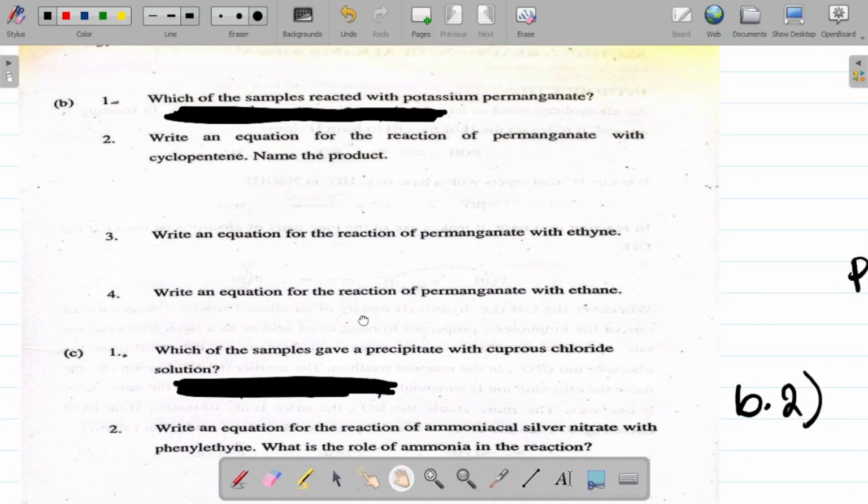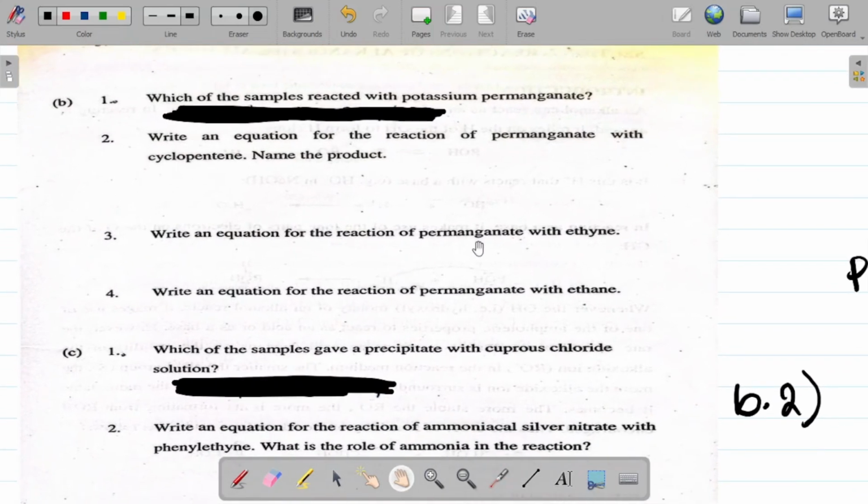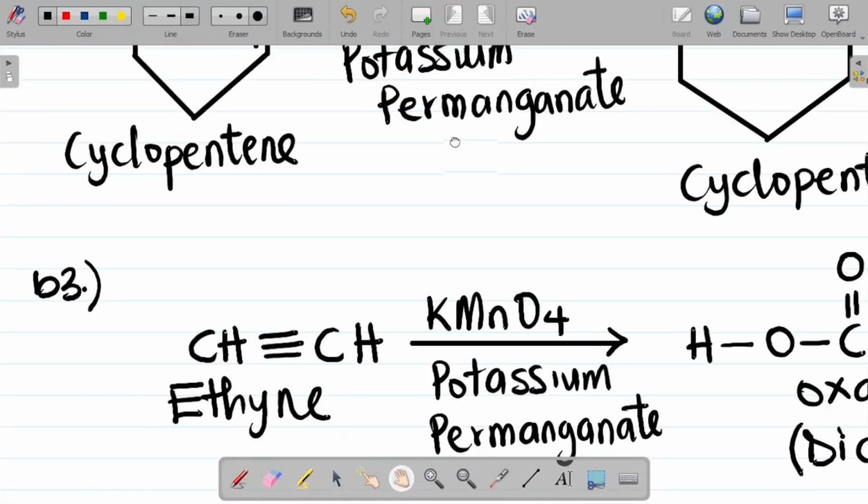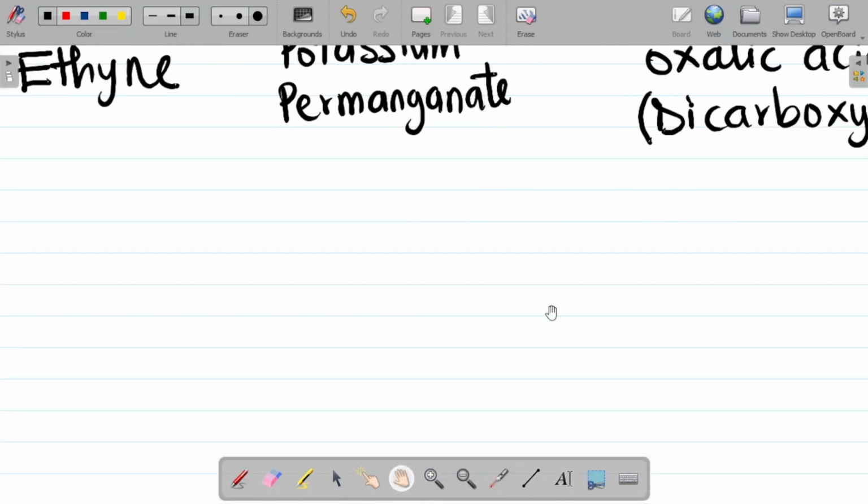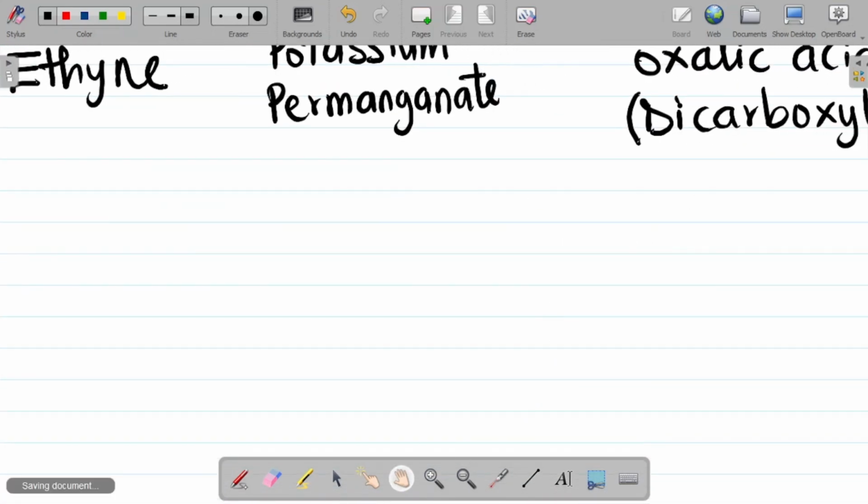All right, look at B4 here. B4 says write an equation for the reaction of permanganate with ethane. So it's permanganate and ethane. Let's write a reaction for that. So I'm having ethane, I'm having permanganate. If they combine, what do they have there?